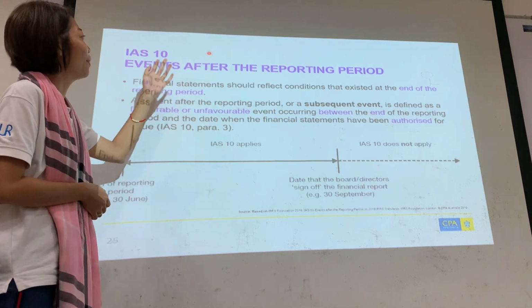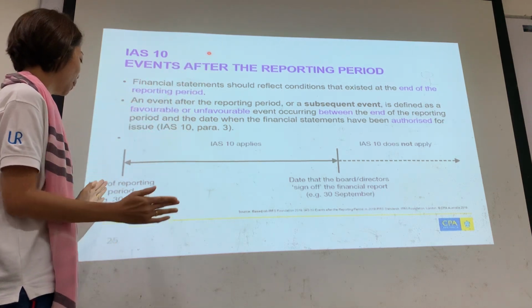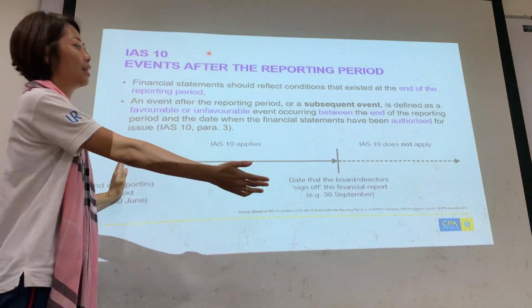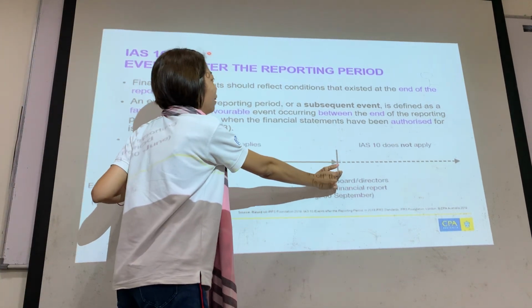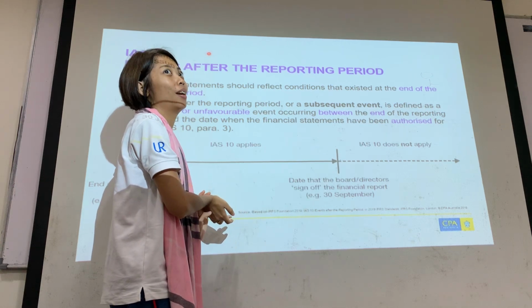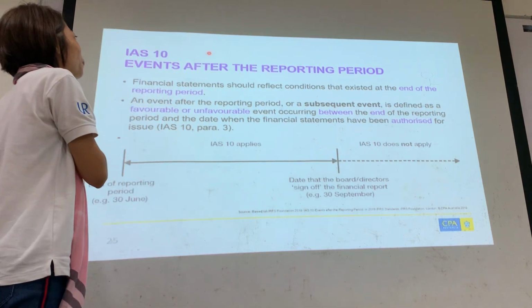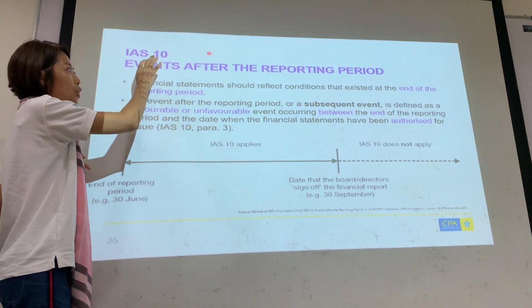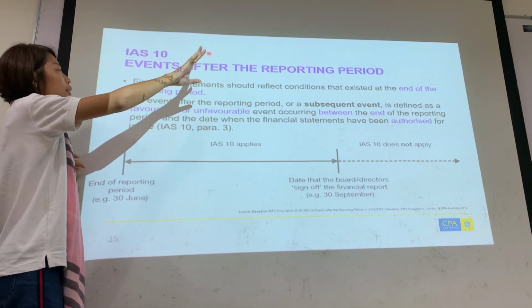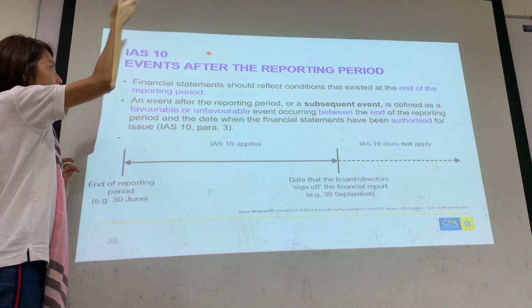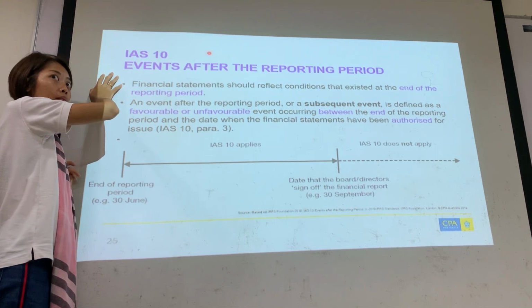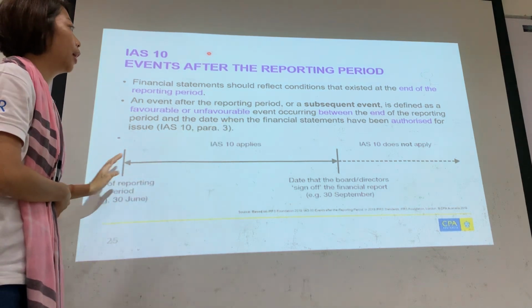So our event after reporting period is actually in between the last day of your financial year until the authorization date of the financial report. That's called event after reporting period. Okay? So if you look at the word itself, event, something happened after that, right? So if that thing is not happening after that, it's happening before that, then it is not under IAS 10 already. So if you look at this timeline, right?